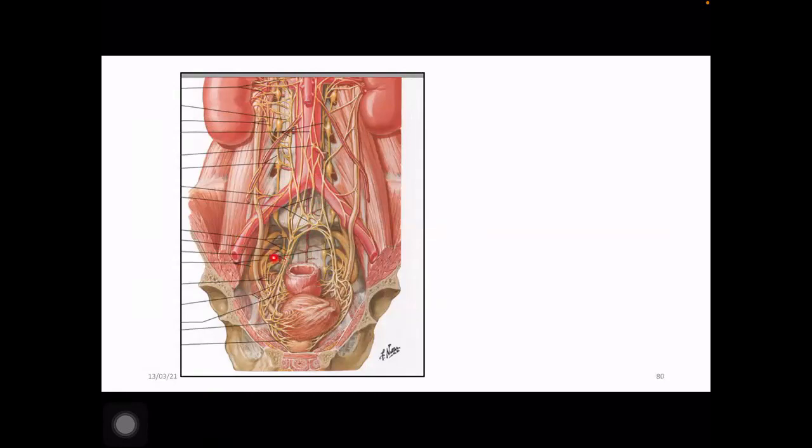Now S2, S3, S4 come in and give fibers. Along with the sympathetic fibers, they join to form the inferior hypogastric plexus, or the pelvic plexus, which contains both sympathetic and parasympathetic nerve fibers. From the pelvic plexus, nerve supply goes to the bladder and all the genitourinary organs. Fine. Are you clear now?